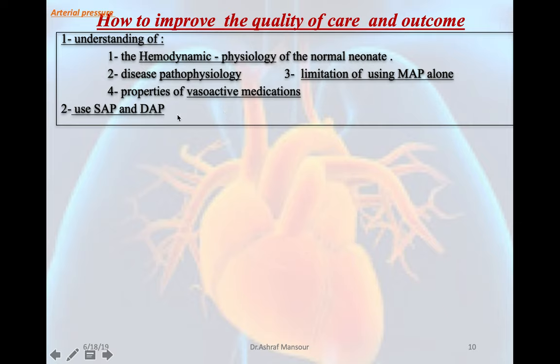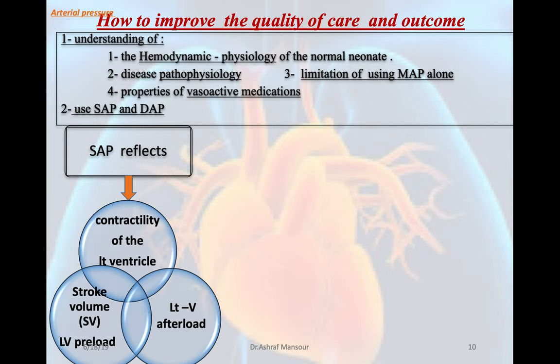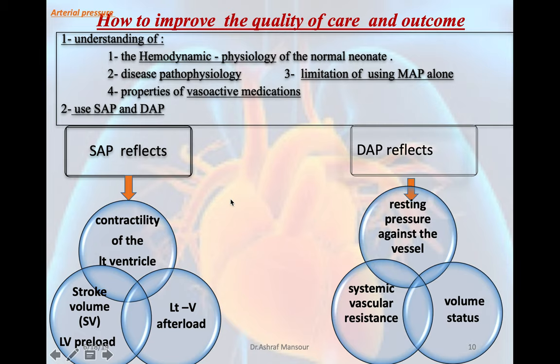Don't depend on the MAP. You have to use the systolic arterial blood pressure and the diastolic, because the systolic blood pressure will reflect for you the contractility of the left ventricle, the left ventricle afterload, as an afterload, again is the contractility, and how much was the stroke volume of the left ventricle preload. While the diastolic will reflect for you the resting pressure against the vessel, the volume status, and systemic vascular resistance.